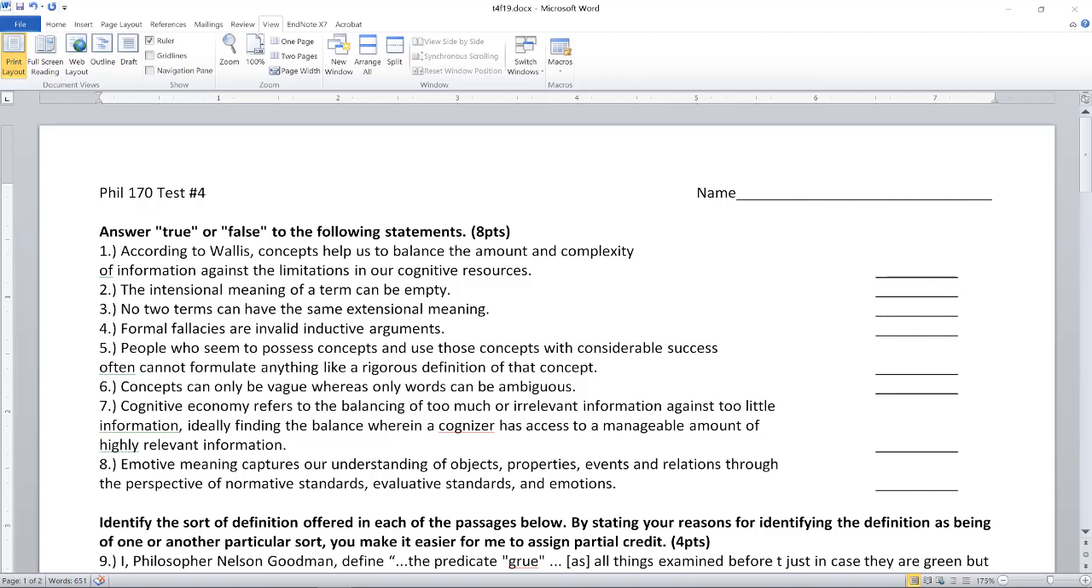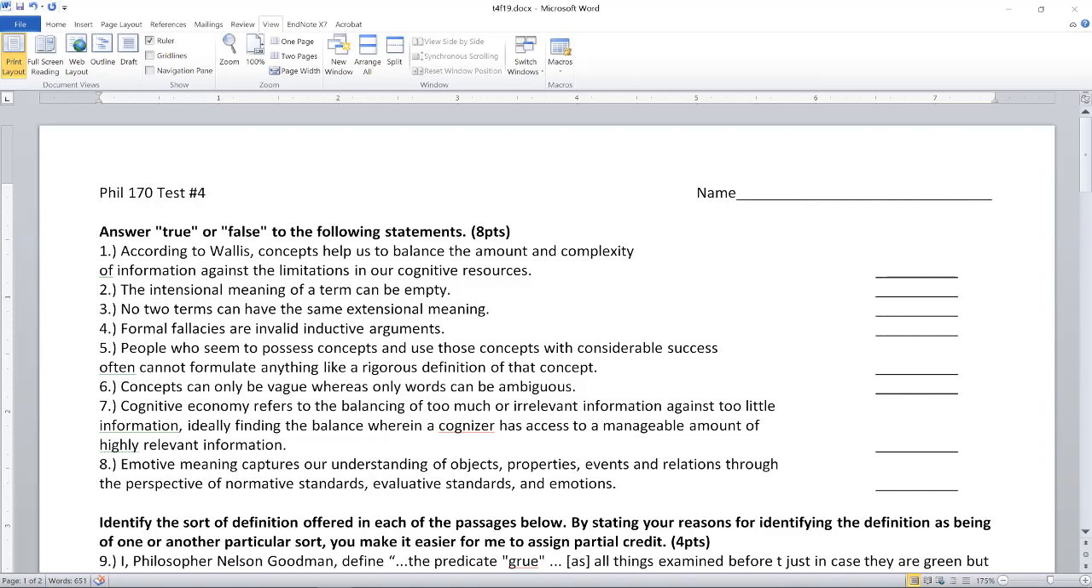The intentional meaning of a term can be empty. Intentional meanings are a formula, a conventional way of picking out the kind of thing that the term refers to. So even terms that have an empty extension have to have an intention. So terms like Pegasus, terms like leprechaun, they have an empty extension, but they still have an intention. They're non-empty intention, and so that is false.